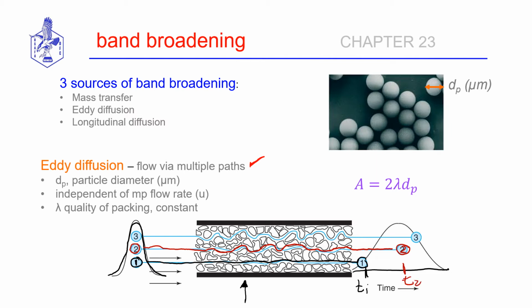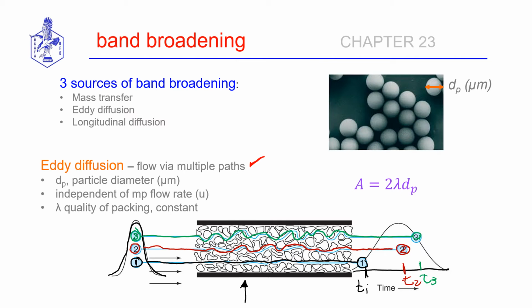And then molecule number 3 is going to experience a different path. And it's going to do a lot of meandering between these particles. And it's not going to come out until here. So the more variability there is with the paths that molecules can take, the broader is the band.